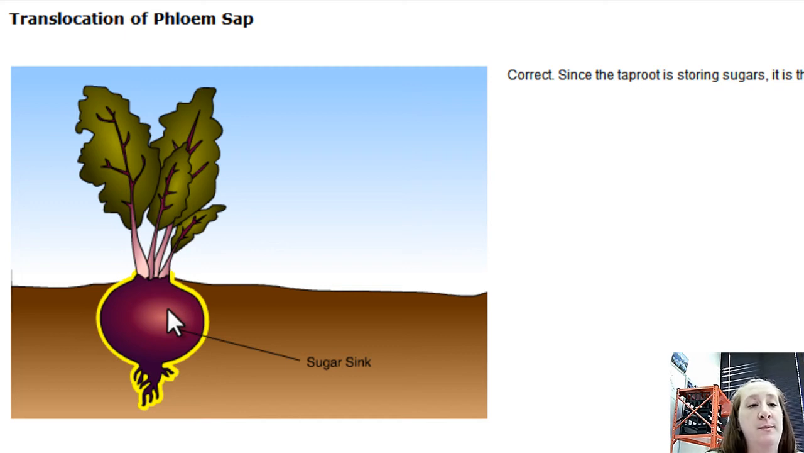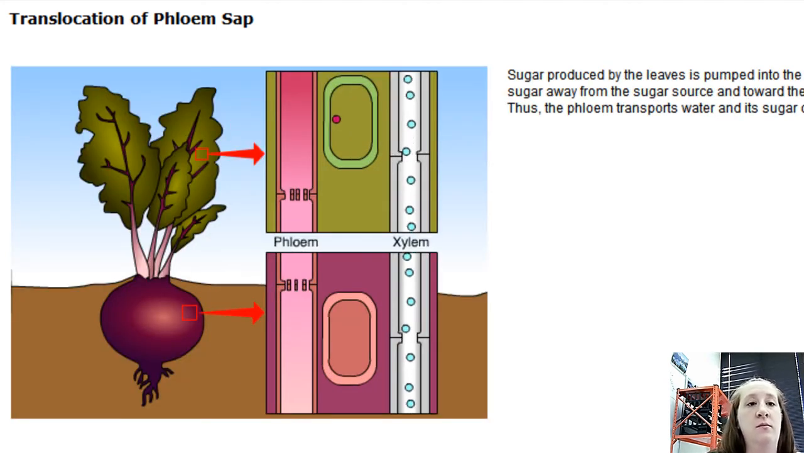Correct. Since the taproot is storing sugars, it is the sugar sink. Sugar produced by the leaves is pumped into the sieve tube members of the phloem by active transport. This raises the concentration of sugar, causing water to move into the phloem by osmosis. Water pressure at the sugar source increases, pushing water and sugar away from the sugar source and toward the sugar sink, a process called bulk flow.